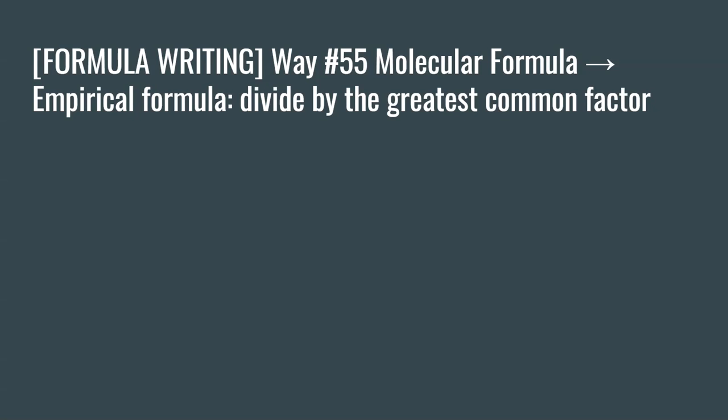Way 55 tells you how to take a molecular formula and convert it to an empirical formula. The way we do that is we take the molecular formula and we take the subscripts of each element and we divide by the greatest common factor within the ratios of those elements. And the way we do this is we try to find the greatest common factor within a set of numbers and divide every single number by that value in order to convert to the empirical formula.